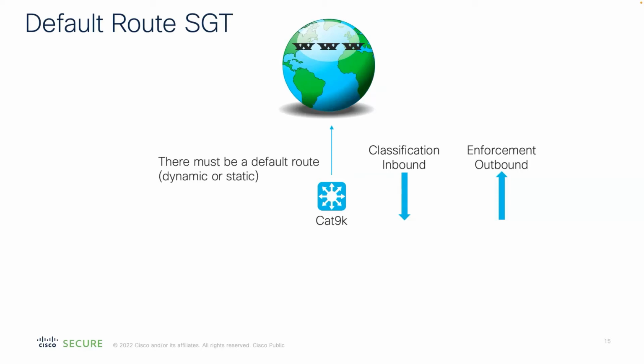Well, one way is to classify all the different prefixes in the internet, right? Which you don't really want to be doing. But this solution works if you've got a default route on this Cat9K. So typically, and I say Cat9K, I mean typically you might have a router here, so it's the same if it's a router. But there must be a default route, and that default route can be dynamic or static.